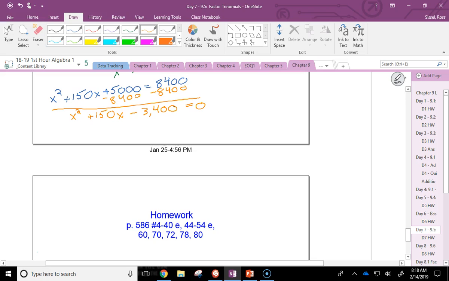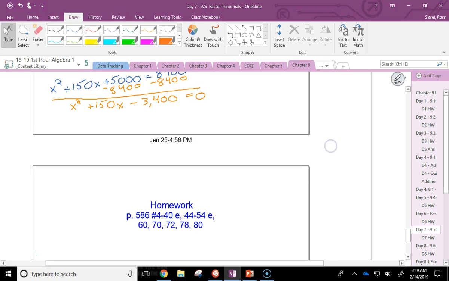When I minus this, we would get negative 3,400. 5,000 minus 8,000 is 3,000 minus another 400, 3,400. Okay, we're going to do this kind of quick because I want to let you guys get started. I think you're doing well with this. But we still have to factor that. So I'd have x and x. Because c is negative, we're going to have a positive and a negative.